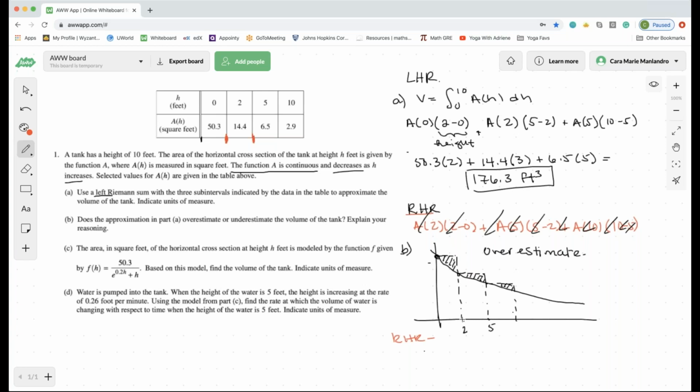If I did the right Riemann sum, I would go to 2. I would go up to 2 and I'd go over, and that would be my rectangle, right? And then I go to 5 and I would go over and I go up to 10 and then I go over. And what we're going to see here is that the red area is area that is unaccounted for. So the right Riemann sum would be an underestimate. Does that answer your question?